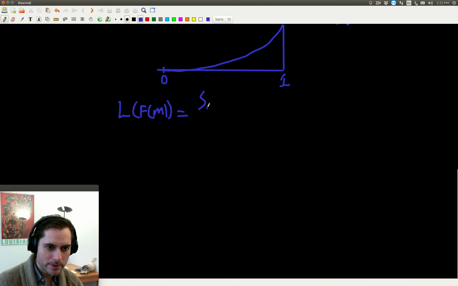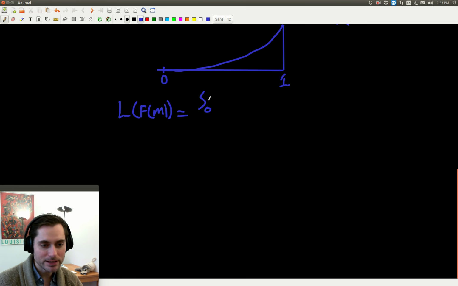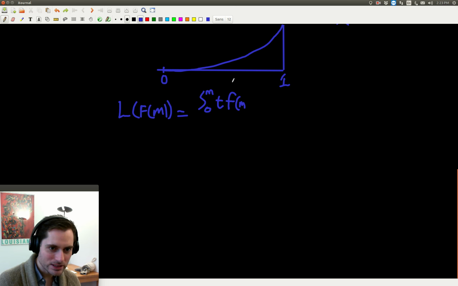the integral from the minimum income, so I'm going to say the minimum income is 0. This could actually be negative infinity. You could have people with negative income if you like, but just for the sake of keeping things clear, let's suppose that the least income you can possibly have is 0, and let's say we're going to go up to M, and then this will be the integral of t F of t dt.